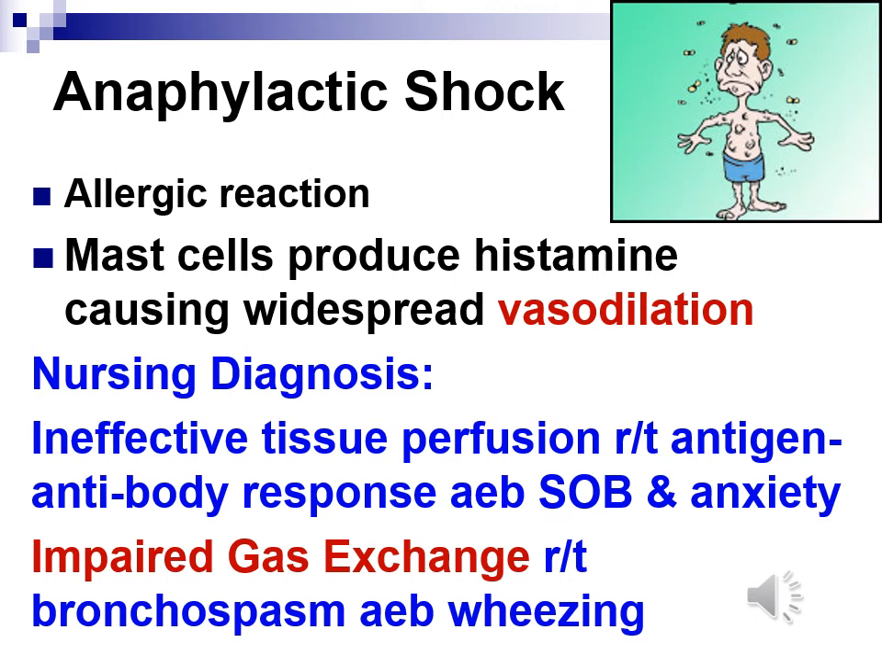Hence, this is how we get into that circulatory shock state. So again, we've got blood pooling in the periphery. Nursing diagnosis, ineffective tissue perfusion related to antigen-antibody response. Evidence might be shortness of breath and anxiety. Certainly anxiety, because if you can't breathe, you're anxious. Also, impaired gas exchange applies here, related to bronchospasms, which is an effect of the anaphylactic shock, and evidence here may in fact be wheezing.